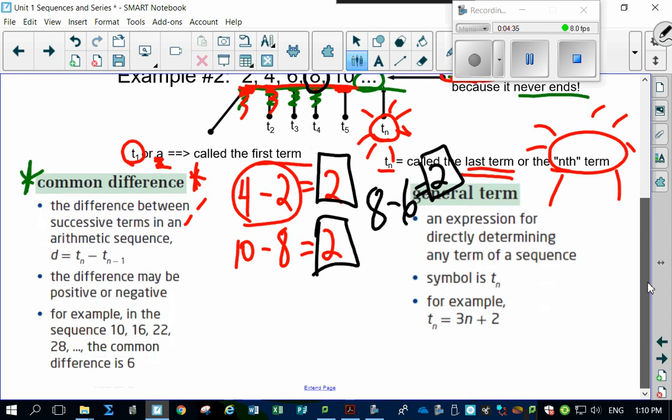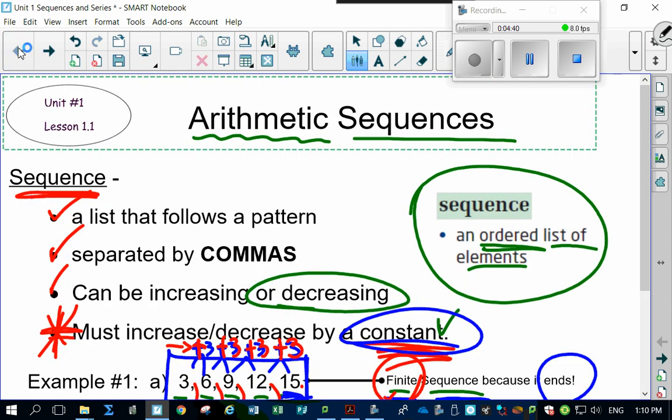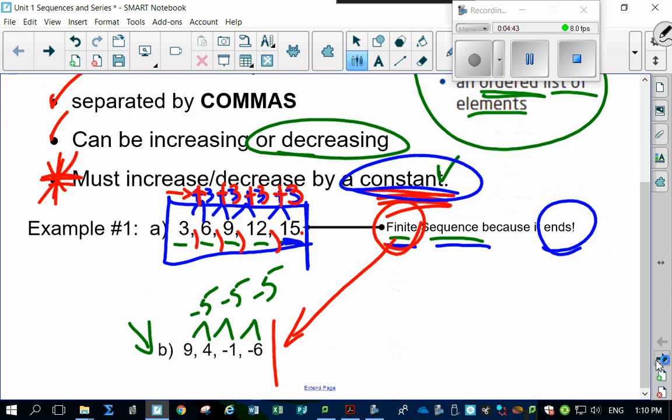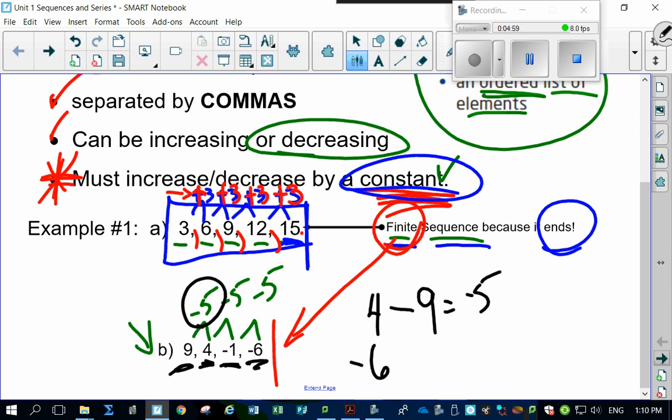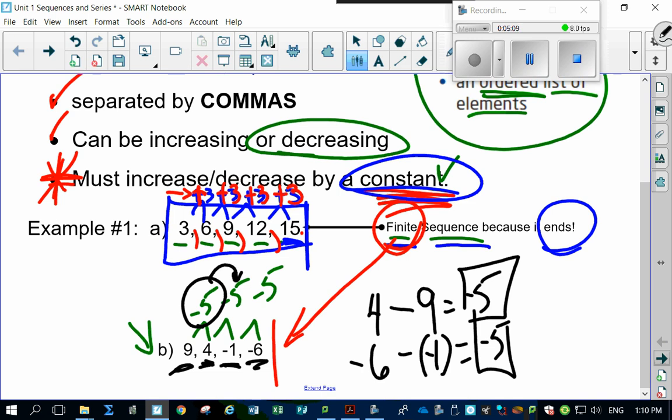Okay, so a couple more things to put on here. The difference may actually be negative or positive. If you remember this question that we did back here, this one here in the previous podcast, look what we had. We had it going down by -5. So check it out. Take a term, subtract the term before it. Look at that. You get -5. Watch. Take a term, subtract the term before it. Subtract a -1. Guess what? You still get -5. -5 is your common difference because that's how you get from one term to the next. Do you see it? All right.